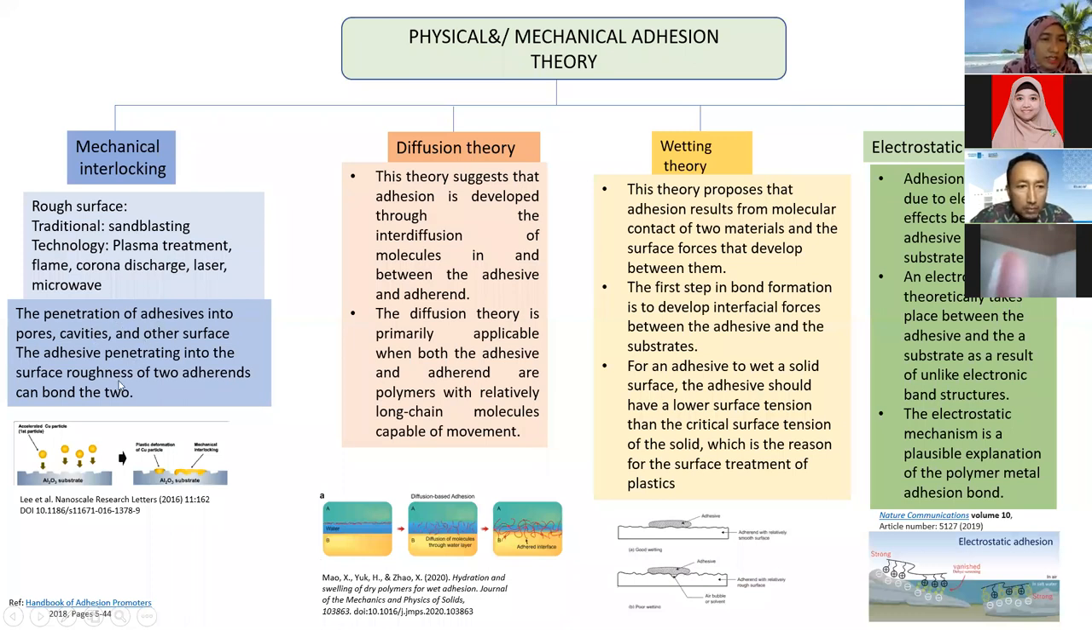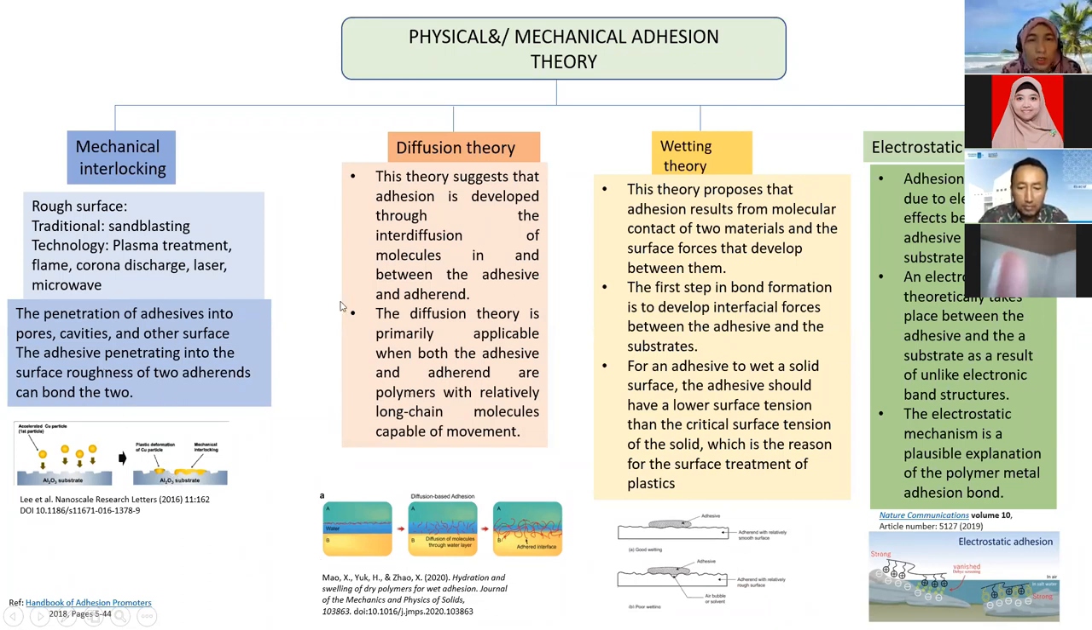So there is penetration of the adhesive into the pores, or cavities. Some people call them cavities; cavities are pores. The adhesive penetrating into the surface roughness of two adherends can bond the two materials. Here is an aluminium oxide substrate, and then they interlock copper particles on the surface of the aluminium oxide substrate. This is from a Nanoscale Research Letters paper, 2016. So mechanical interlocking, as the name implies, means you lock something on the surface by roughening the surface, using sandblasting or technology such as plasma treatment and so on.